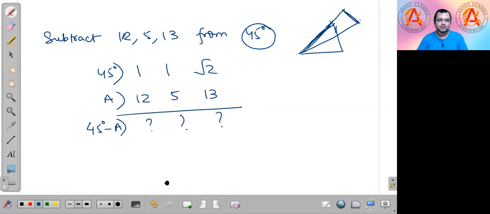17, 7. Yes, correct. 17, 7 and 13 root 2. Perfect. So in this way, various angle calculations are possible. Many angle calculations are possible like this.